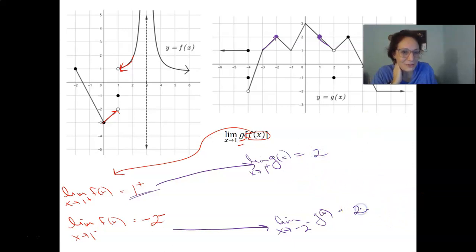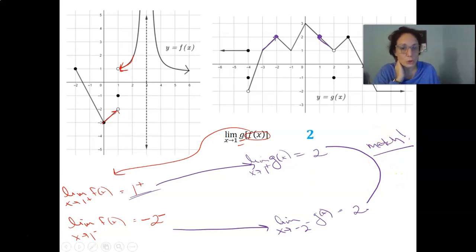These match. Even though their input from the left and the input from the right were different, we still ended up with 2 limits that match when we evaluated the g of x, when we evaluated the whole function. So since these match, I have an answer. My answer is 2.